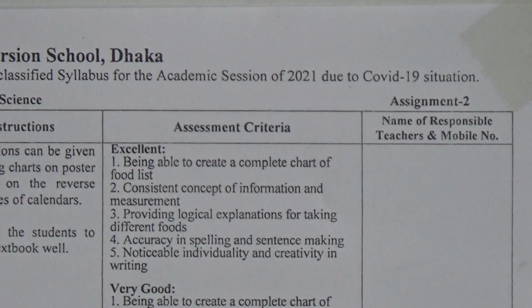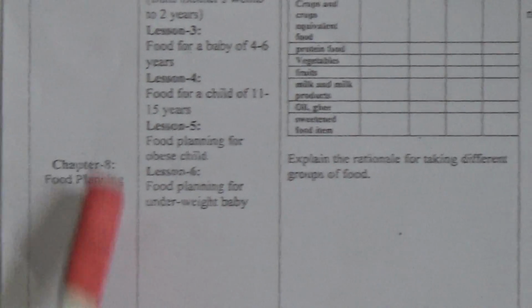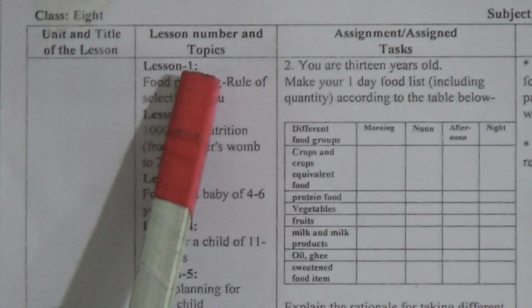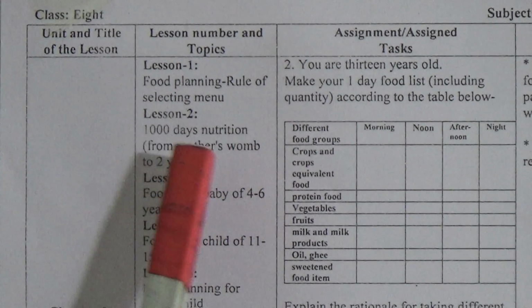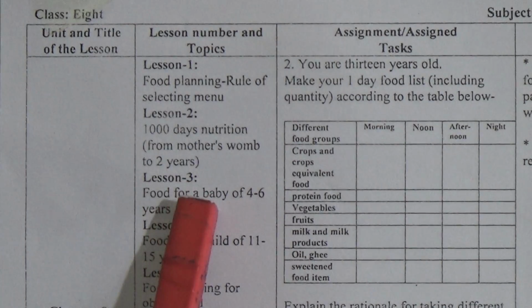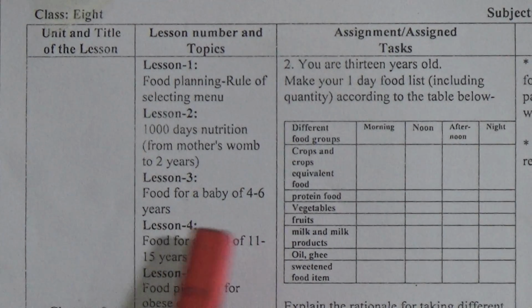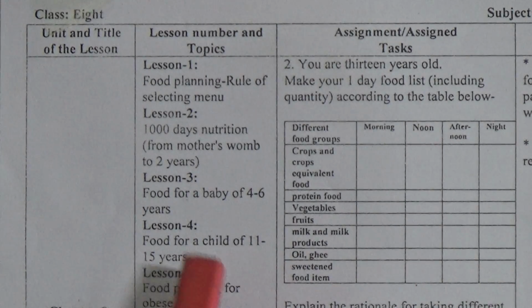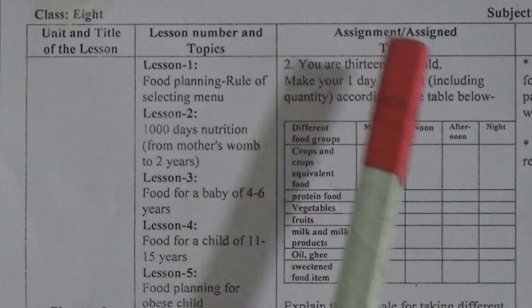From chapter 8, Food Planning, you have to answer for your assignment, and for this you can take help from lesson 1 food planning, rule of selecting menu, lesson 2 1000 days nutrition from mother's arm to 2 years, lesson 3 food for a baby of 4 to 6 years, lesson 4 food for a child of 11 to 15 years, lesson 5 food planning for an overweight child, lesson 6 food planning for underweight baby.